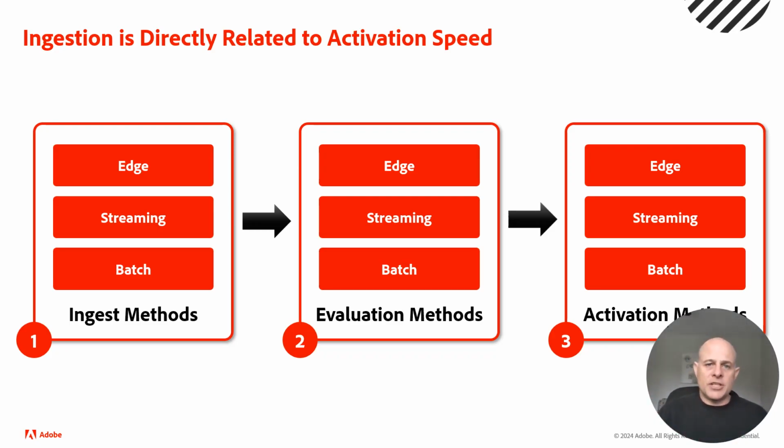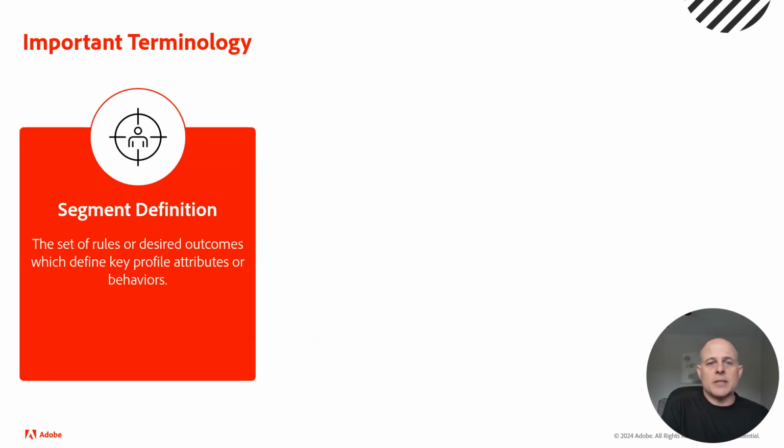What's critical to understand here is that the downstream steps, such as activation, are reliant upon upstream steps having been completed. So while we can mix and match each of these approaches, it does not speed up the previous step. So I cannot take a batch ingest and speed it up because I said I wanted a streaming activation method. So keep these 3 steps in mind as we go through this entire exercise.